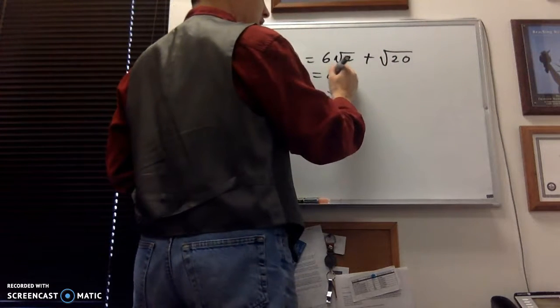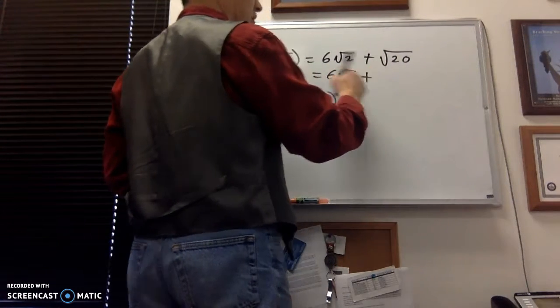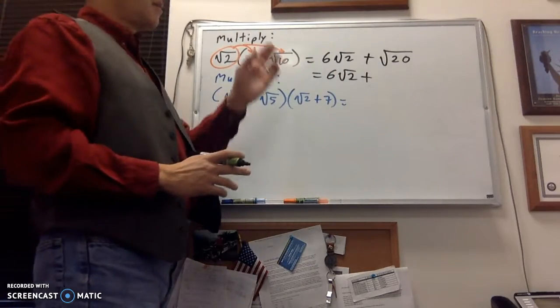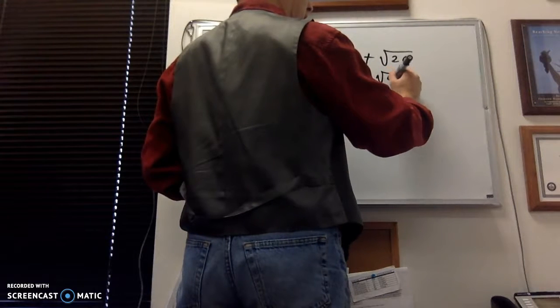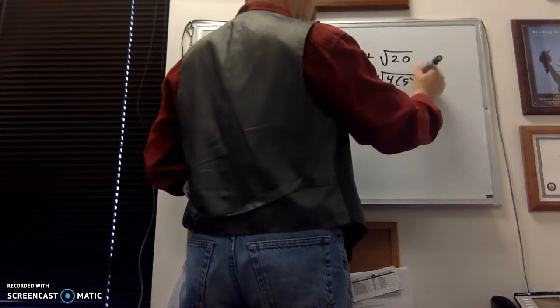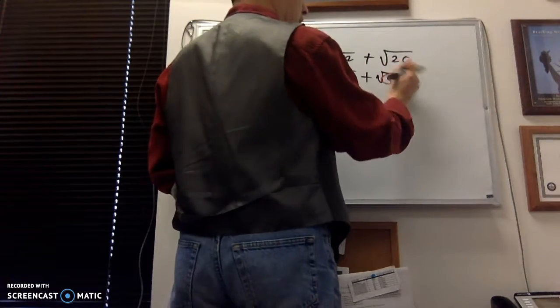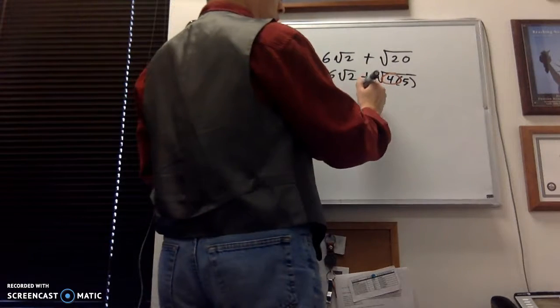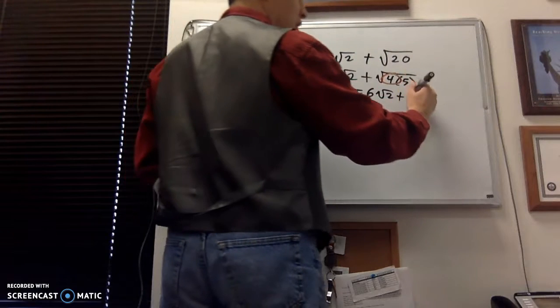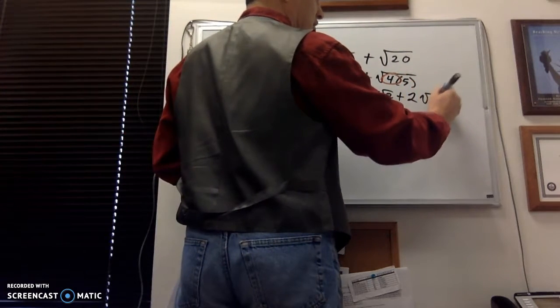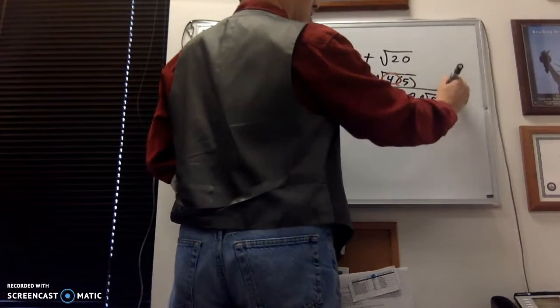I'm not done yet. The 6 times the square root of 2, that's okay. But the square root of 20, remember, I've got a perfect square hidden in there that I'm going to have to suck out of there. It's the 4, right? So 6 root 2 plus the square root of 4 is 2, and then times the square root of 5. And that's going to be my answer.